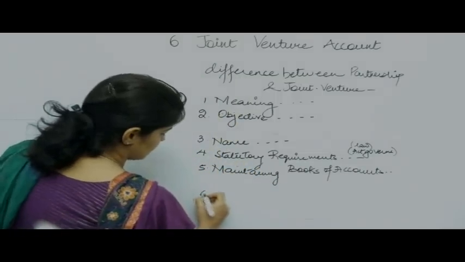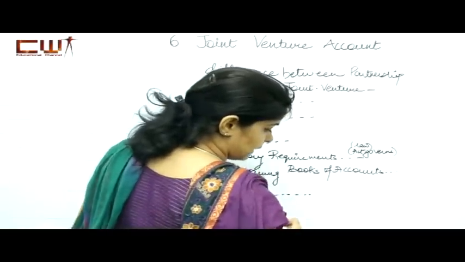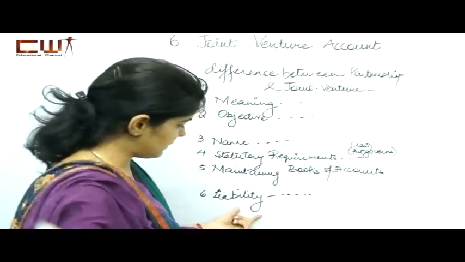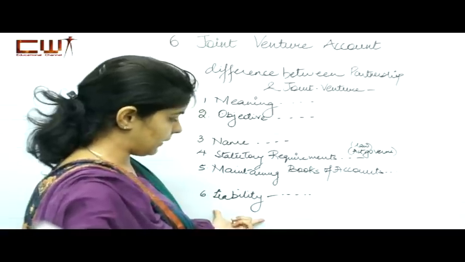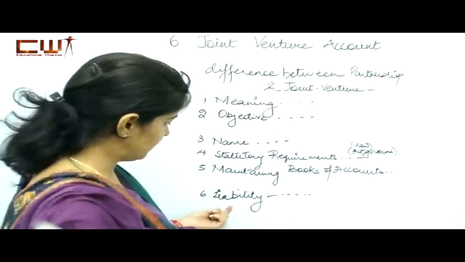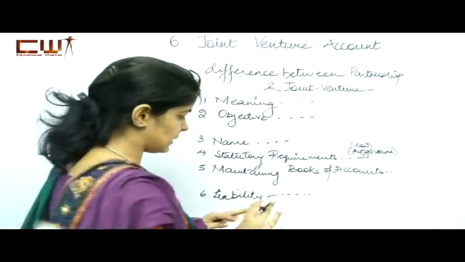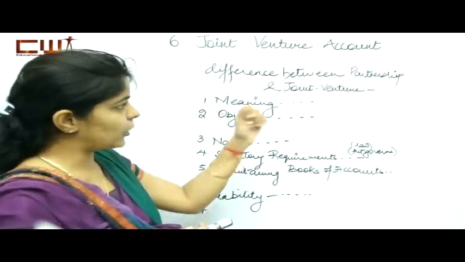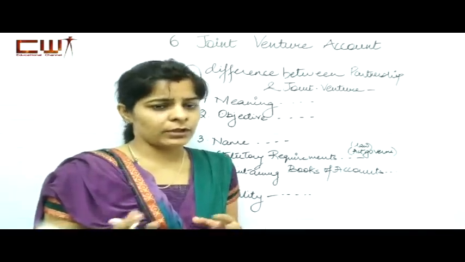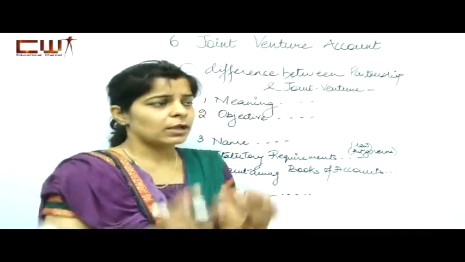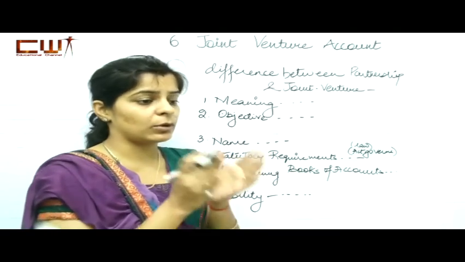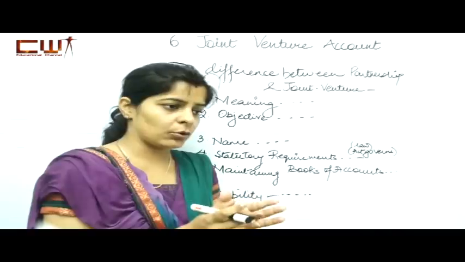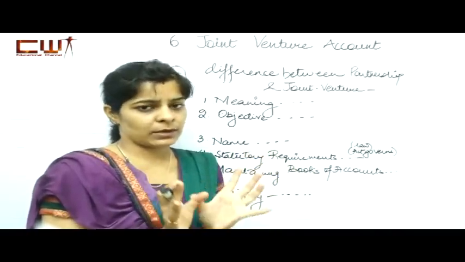Next is liability. Next head that you will study is liability. See, a co-venturer's liability is limited to a particular venture only, right? Suppose Mr. ABC are working together under a joint venture, and they are constructing a road which will be completed in 14 months. So their liability is restricted to that particular venture only, or to that particular period only, till when they are working together, right?